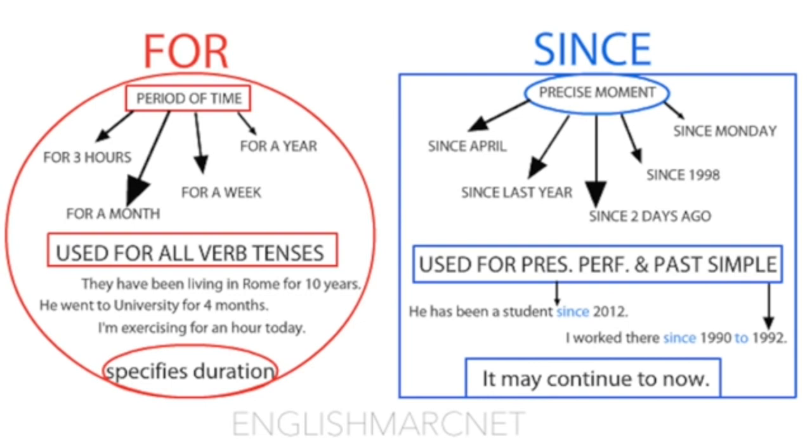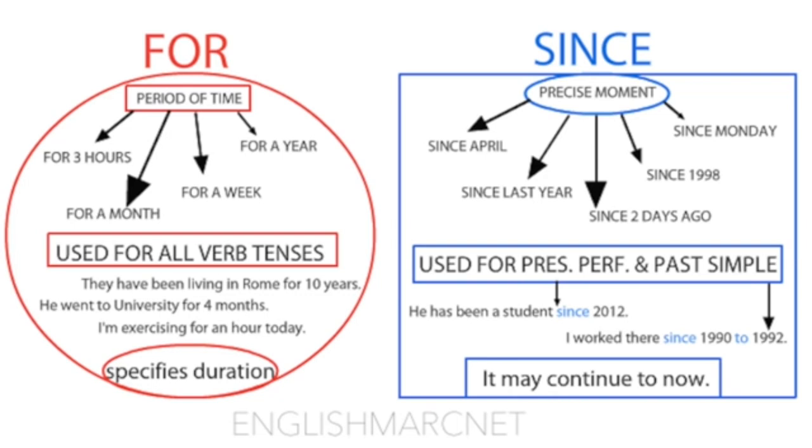The difference between them is that for is used for all verb tenses. I could say, "They have been living in Rome for 10 years." So that means from a period of time up to now. Another example could be, "He went to university for 4 months." That means that the period is finished, because it was in the past, right?